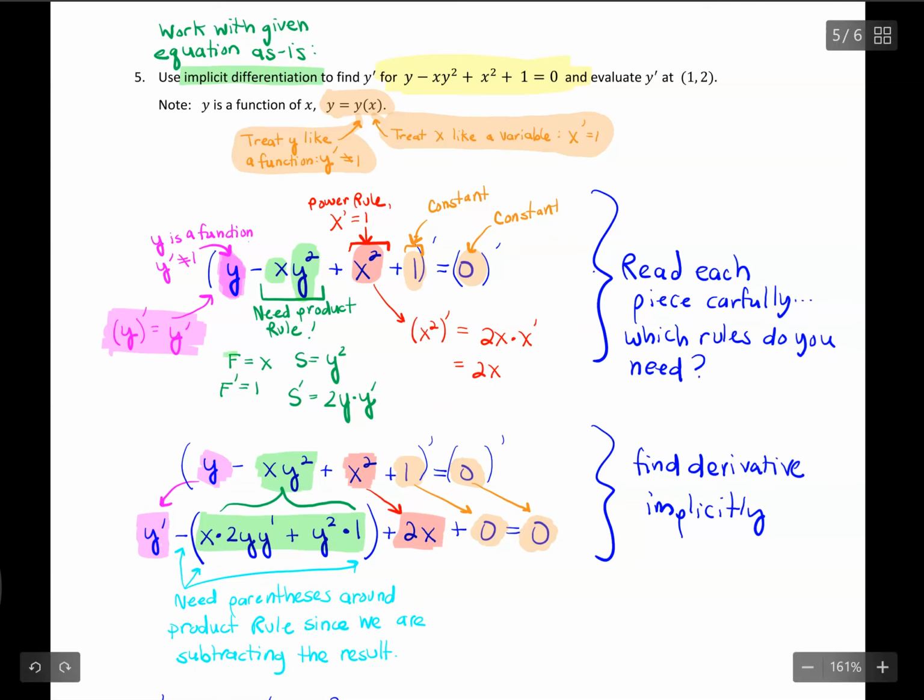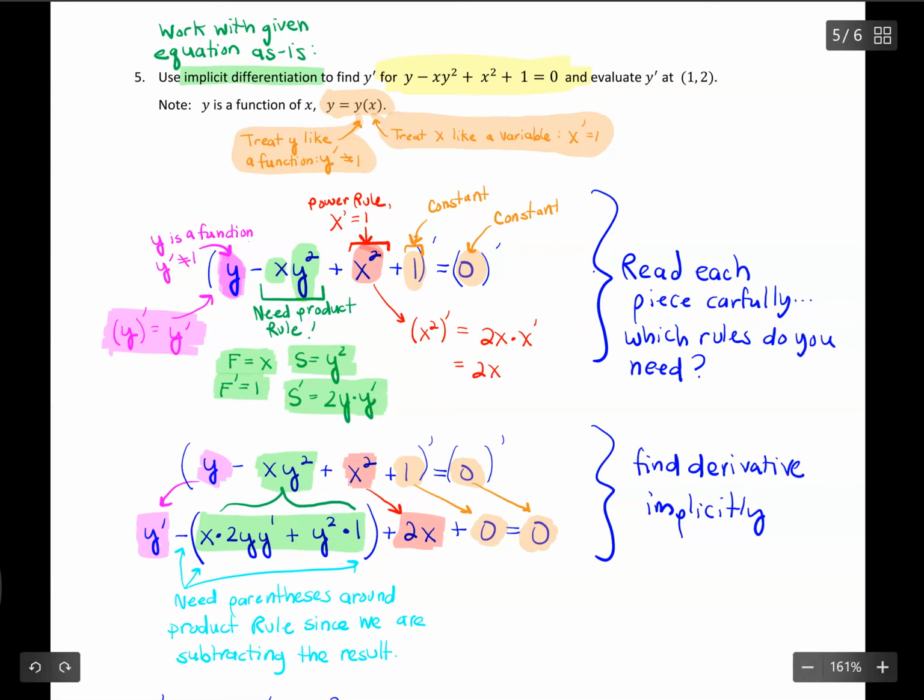So I went ahead and said, okay, my first term is the letter x. X is acting like a variable, so the derivative of x is a 1. The second factor is a y, which is acting like a function. So I did my power rule with a chain rule there, and I got that the derivative of y squared was 2y times the derivative of the base, which I'm recording as y prime, since y is a function. Okay, so that x y squared term needs the product rule.